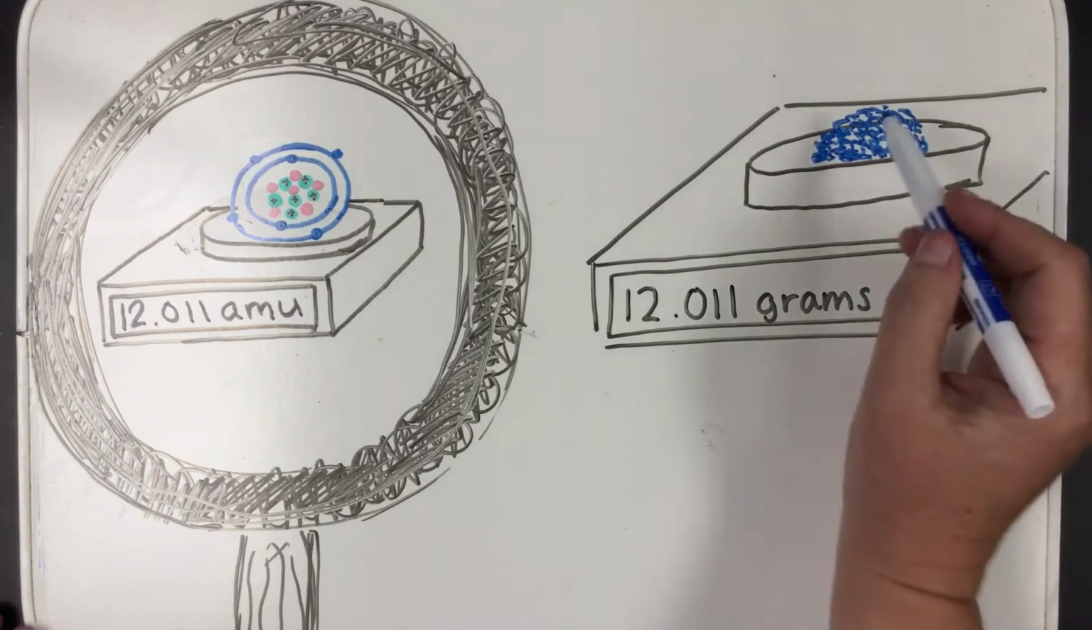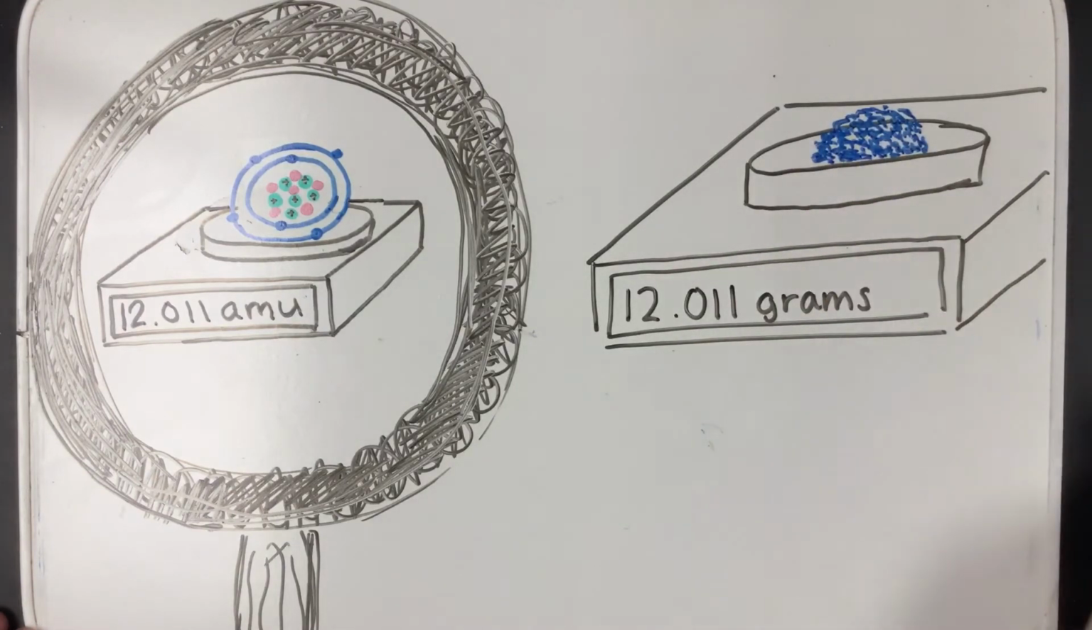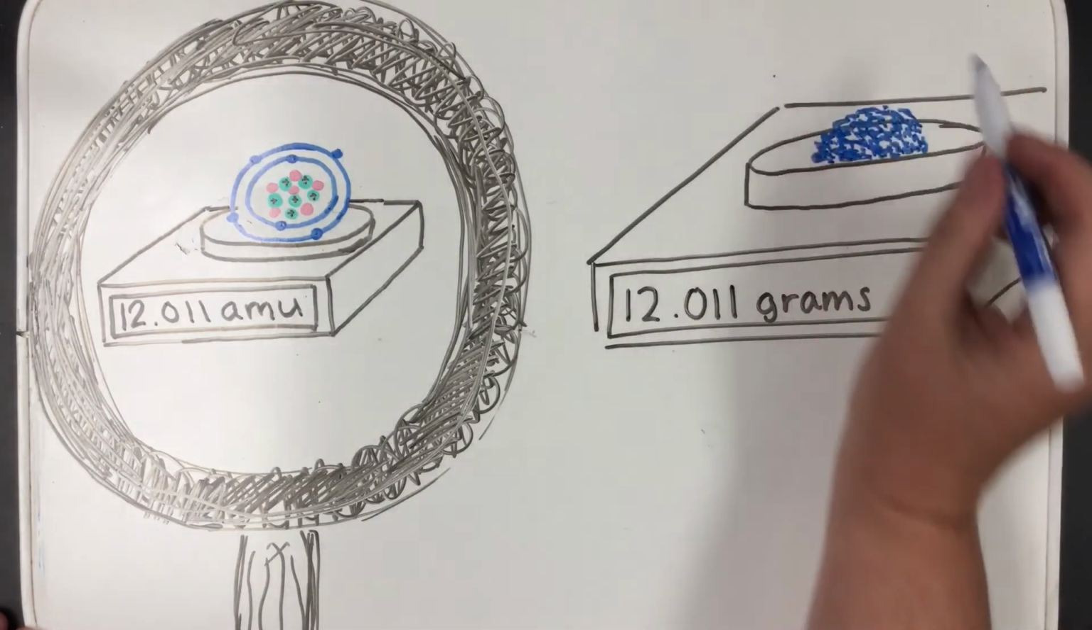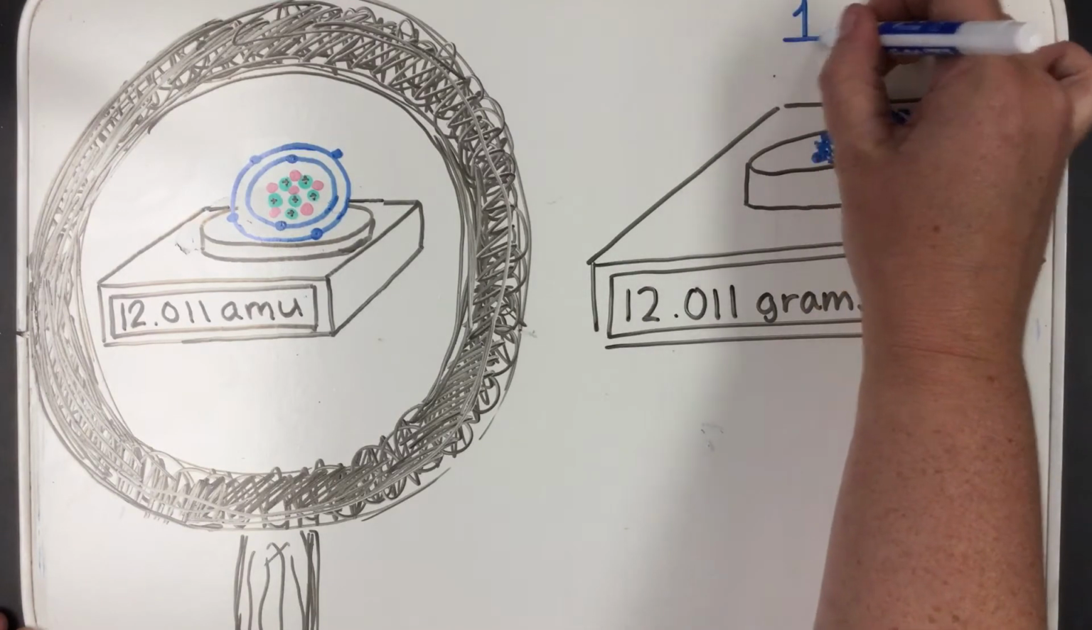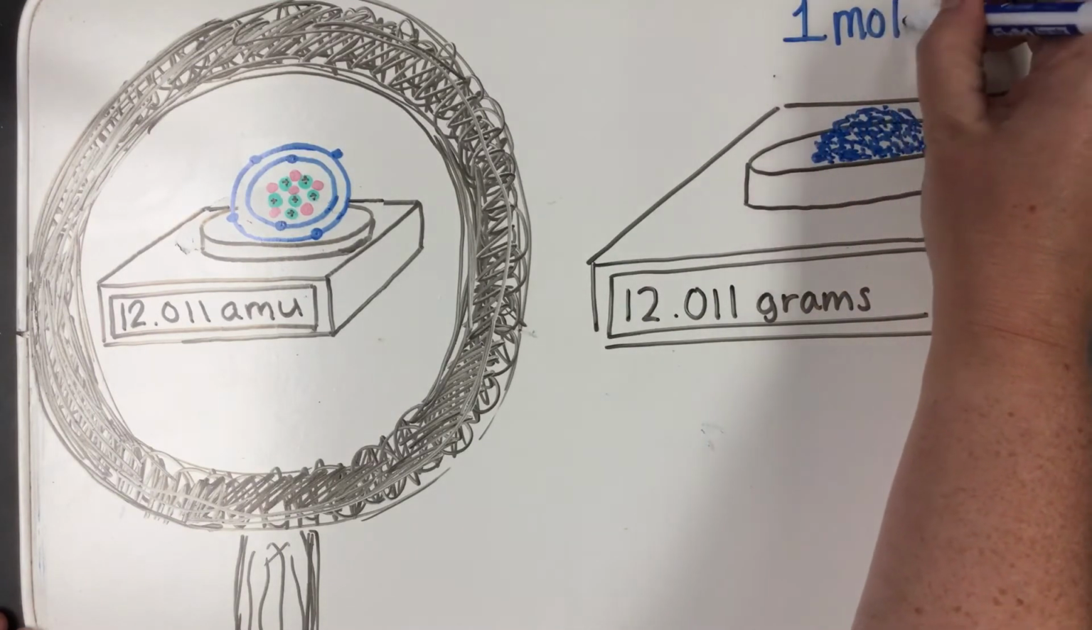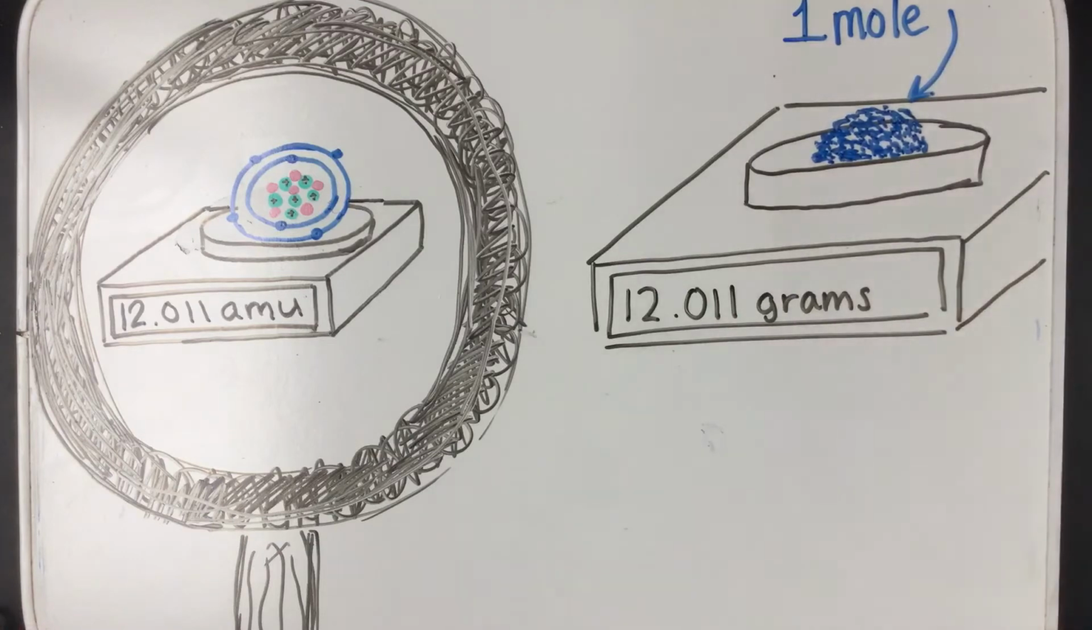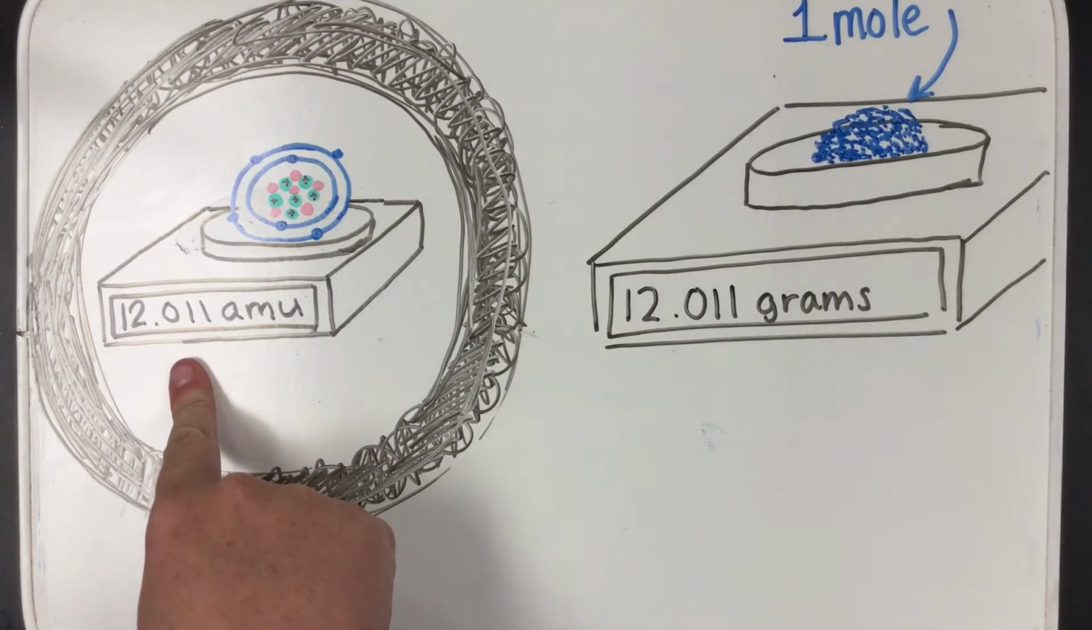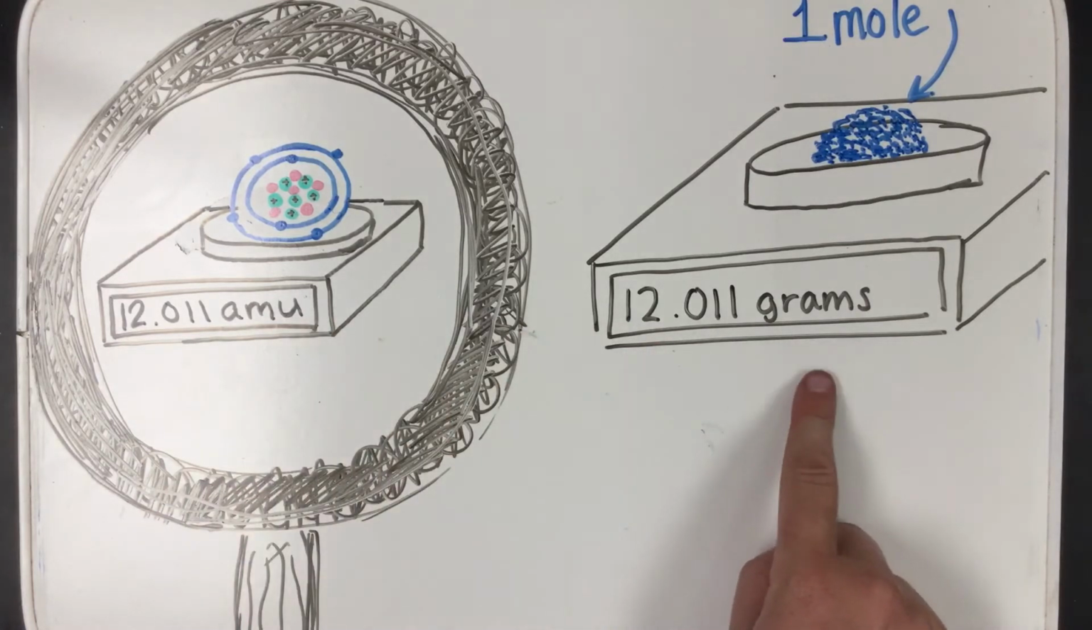The pile that we have just created, this collection of atoms, is known as a mole. So a mole is a collection of atoms, or really any representative particle, that has a mass that's equal to the atomic mass, the one listed on the periodic table, but instead of being measured in AMU, it's now in grams.